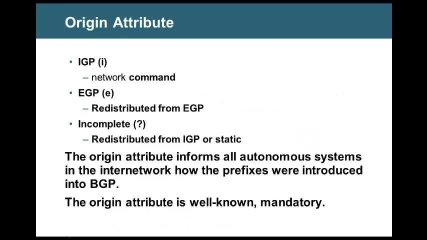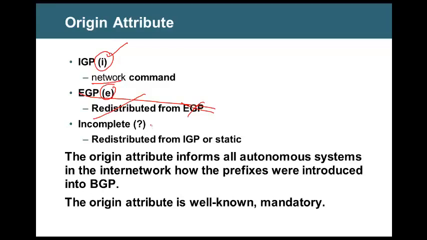Next is the origin attribute. Always I is preferred over E. We don't have redistribution from EGP, there is no EGP now, so we need not worry about this. And we have the network command. If anywhere in any autonomous system, or in the local autonomous system, the network command is used to advertise a network, then those networks are learned on other routers as I. IGP, internal to this BGP.